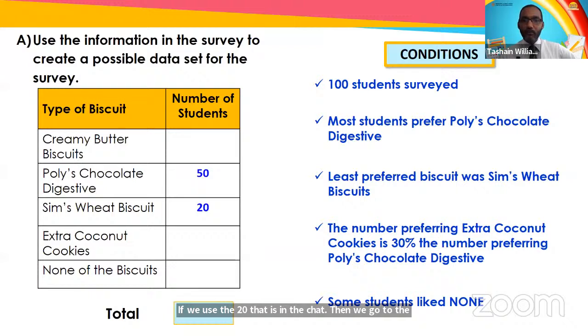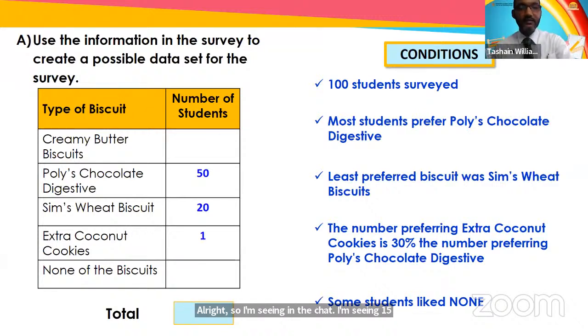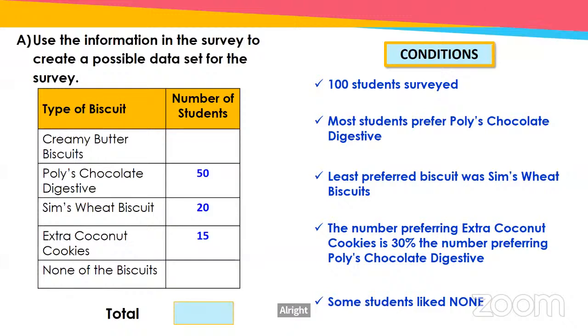It says the number of students preferring extra coconut cookies is 30% of the number of students who like college chocolate. What is 30% of 50 for college chocolate? Who knows what 30% of that is? Tapping into your percentage math, we all want to know. I'm seeing in the chat, I'm seeing 15. Somebody's saying 35. But most of the answers coming up, Mr. Williams, is 15. All right.